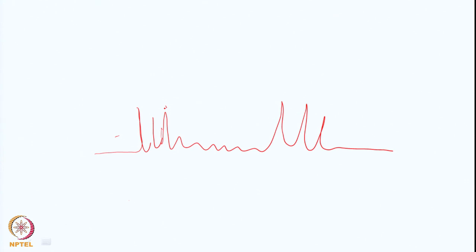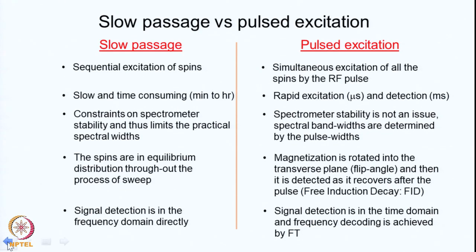And we said this has to go on slowly because the system has to follow the magnetic field. When you change the magnetic field to satisfy the resonance condition one by one, the system has to be in equilibrium all the time. Therefore, this passage has to be slow, and we do a sequential excitation of the individual spins. Sequential excitation of spins is what is done in the slow passage experiment, whereas in the pulse excitation, we apply an RF pulse. The RF is applied for a short period of time, and the response of this is generation of a larger number of frequencies, and therefore we have a simultaneous excitation of all the spins by the RF pulse.